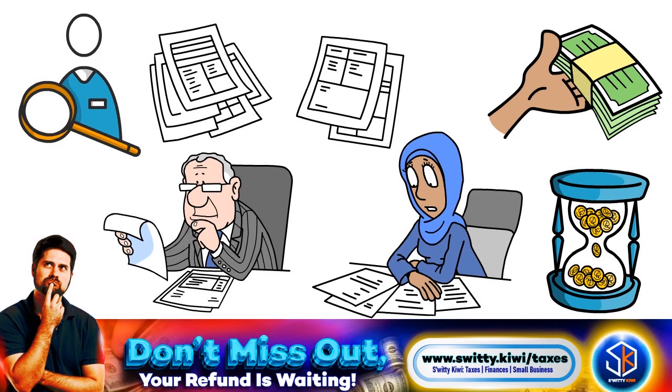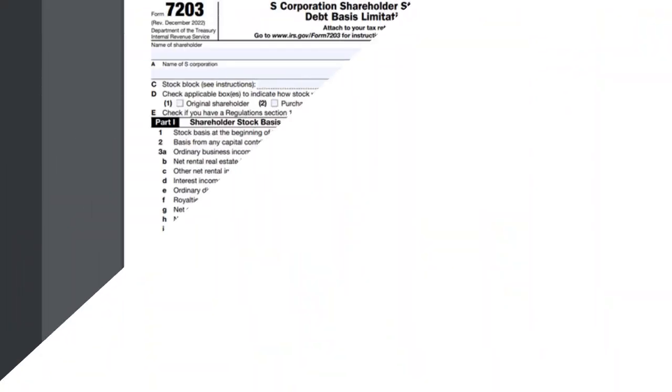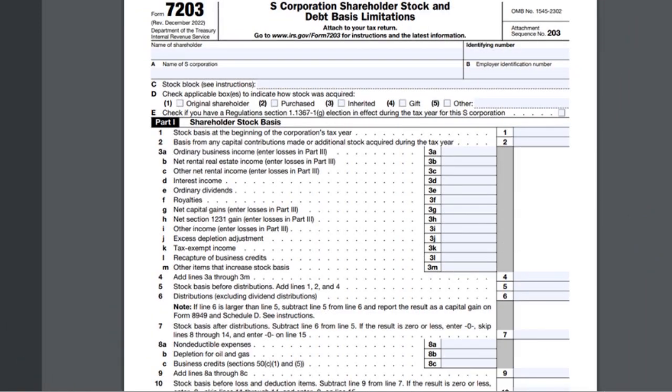Okay. So this is one thing I need to say here. I want to show you on the screen here we have a Form 7203. So basically, as of 2021, shareholders are required under certain circumstances to file Form 7203, S Corporation Shareholder Stock and Debt Basis Limitations, and report their stock and debt basis. So it's one of those things where you have to always keep track of certain things.